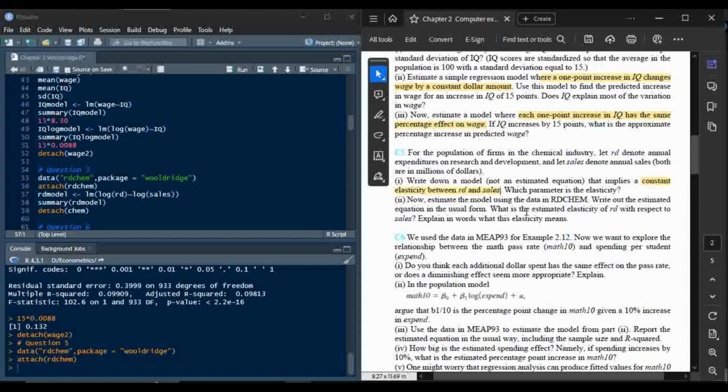Now estimate the model using the data in RDCam. Write out the estimated equation in the usual form. What is the estimated elasticity of RD with respect to sales? Now let's estimate a model based on the question.